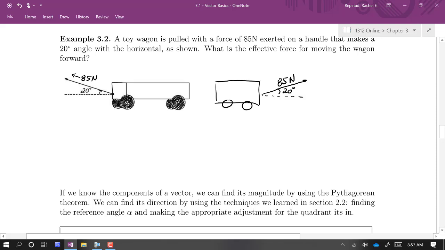They just want the effective force for moving the wagon forward, so giving that as a positive force, I think, is appropriate. But if you treat this as a second quadrant angle and get a negative number of newtons, because the x component would be negative in the second quadrant, that's fine. But we can simplify it just by looking at the wagon from the other side. And if we want the effective force for moving the wagon forward, that means we want the x component.